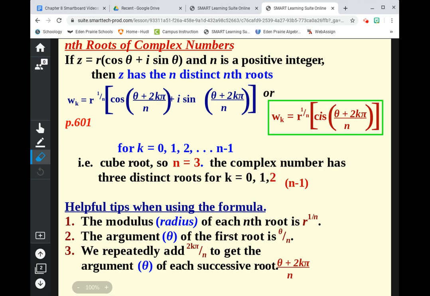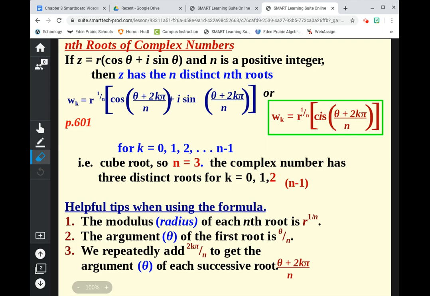All right. Here's the formula w sub k for the nth roots. It equals r to the power of 1 over n times cosine of theta plus 2k pi over n, plus i sine of theta plus 2k pi over n. Or here's the CIS form. I'm going to make this very, very easy for you guys. We're going to talk about a few things down here with the helpful tips, but I'm going to give you one thing. It's called home plate. That's going to take care of this.